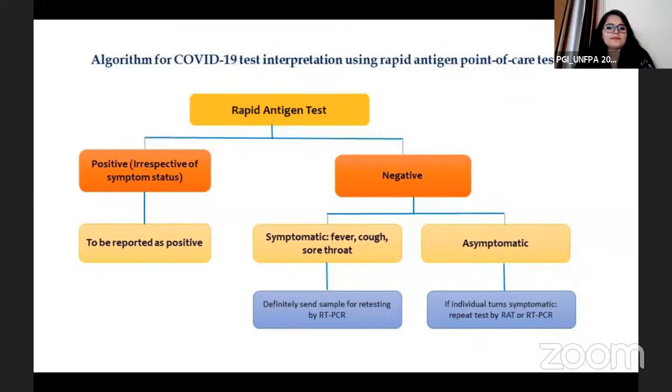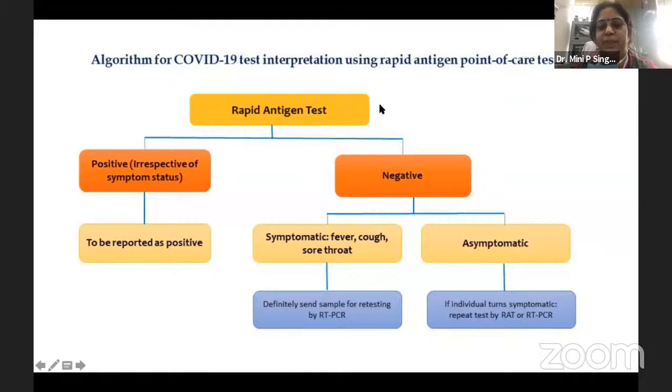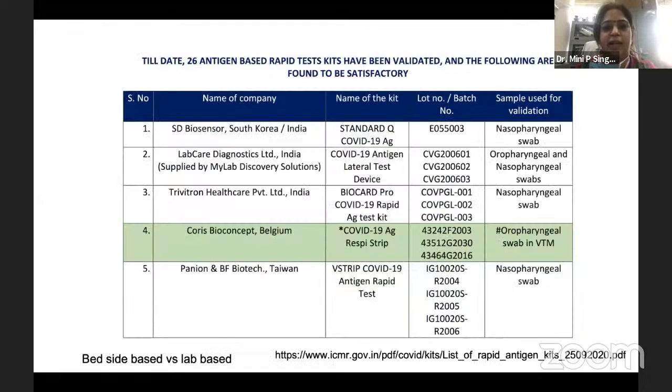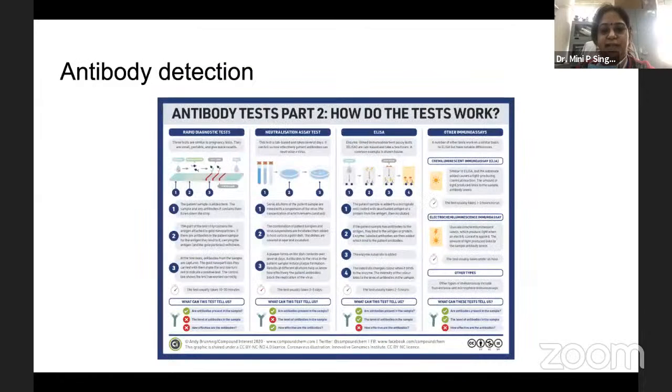What I'm trying to tell you here is that for any asymptomatic person, if he is antigen negative, you can leave the person at that. But if he's symptomatic, then you have to ensure that you send a real-time PCR. So these are some of the tests which have been validated by ICMR, and they can be divided into bedside tests versus lab-based tests. This particular test, test number 4, has to be carried out in the lab, in contrast to the others which are bedside tests.